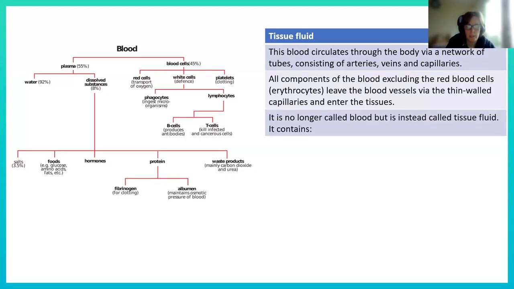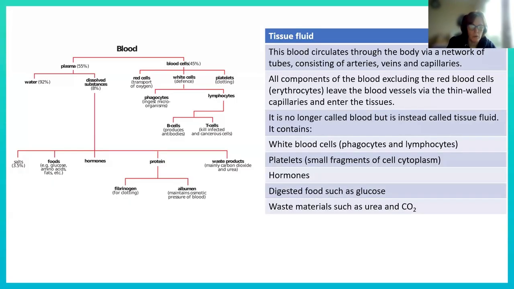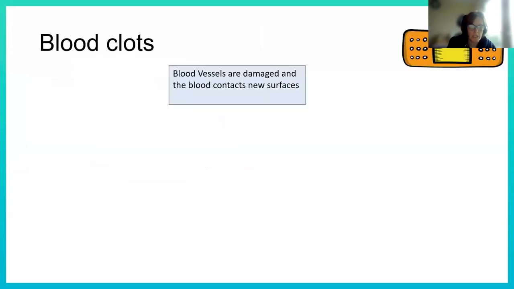So at this point, it's no longer called blood, but instead it's called tissue fluid, or interstitial fluid is the proper name, but tissue fluid, everyone knows what that means. It includes white blood cells and lymphocytes. These can literally squeeze between the cells and get out of the capillaries and into the tissues. The platelets can get into the tissues. Everything that's dissolved, the hormones, the food, all of the waste materials can all get in and out of the tissues.